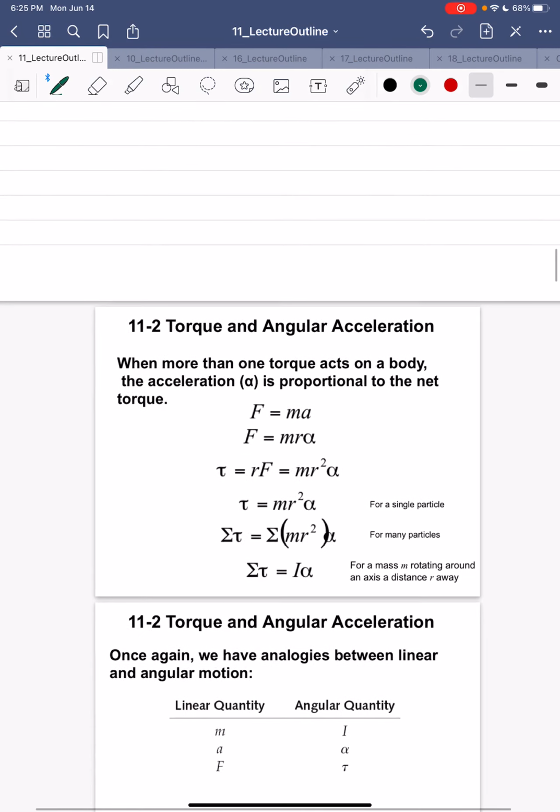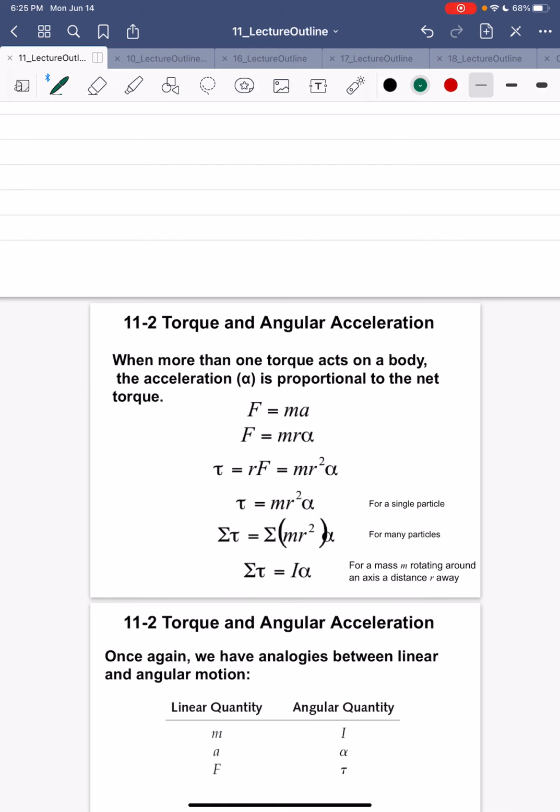Now, what is the relation between torque and angular acceleration? This is Newton's second law, F equals ma. What I can do is multiply R on both sides. R times F equals MRa. Now, torque is RF, and this is going to be MR squared times alpha.